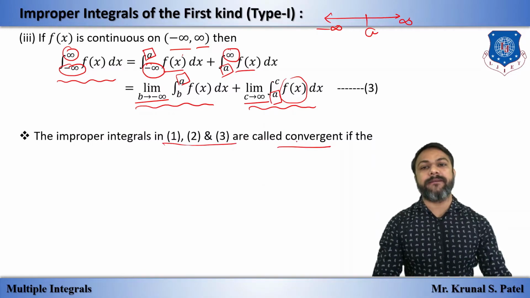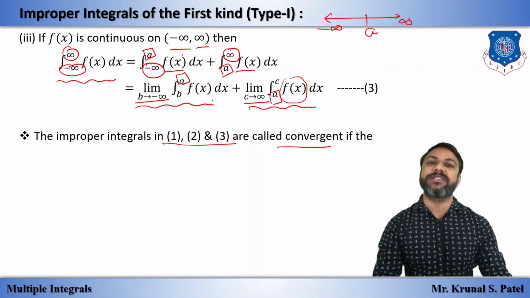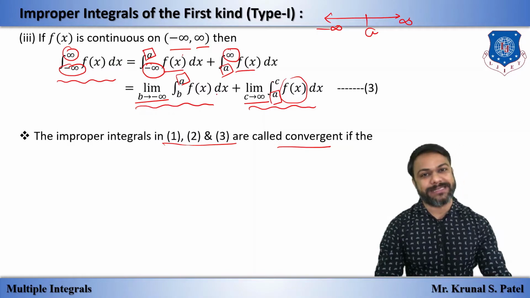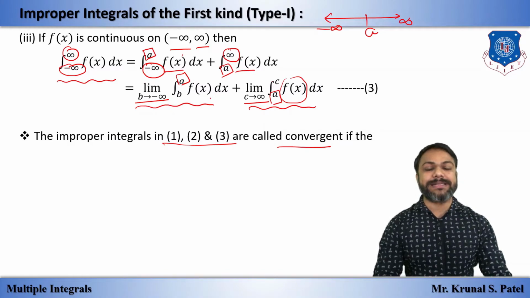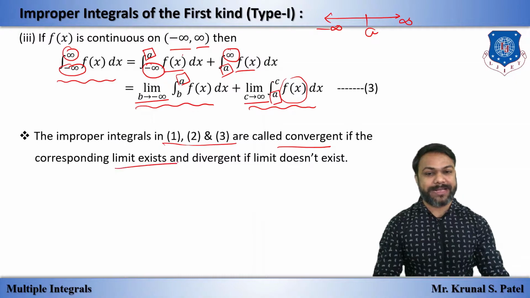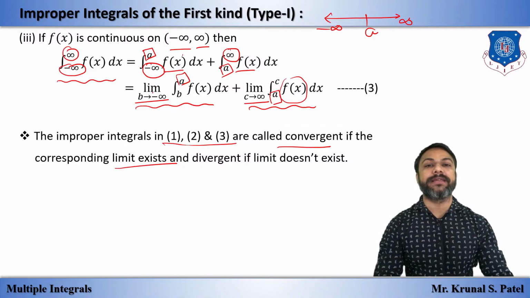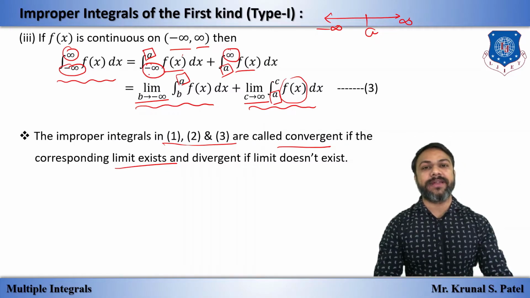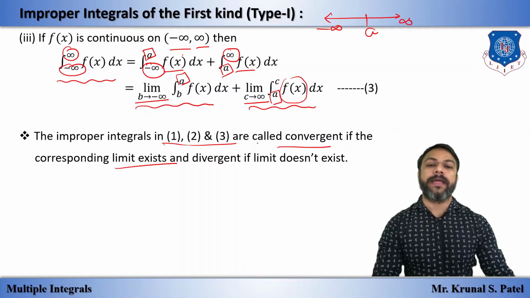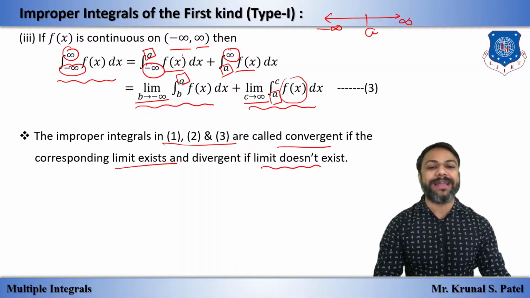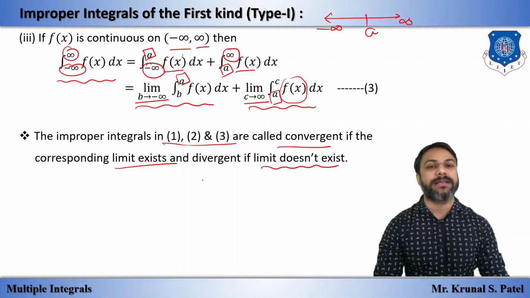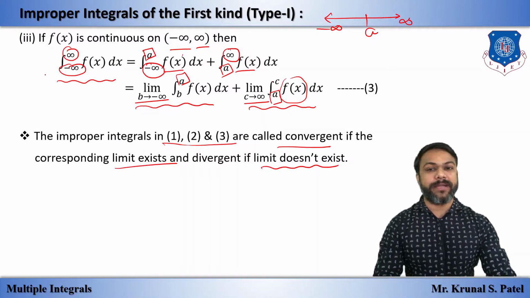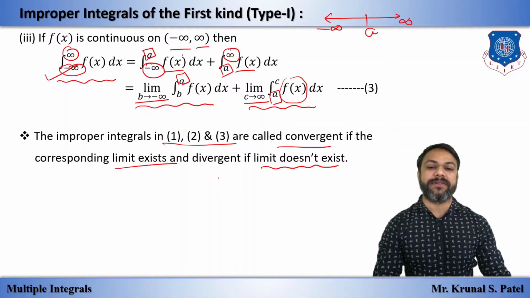convergent if this limit exists, that means this answer of integration is finite. So the limit exists, that means if we get the finite answer of this integral, then the given integral is convergent, and if we get an infinite answer, that means the limit does not exist, then this integral is divergent.